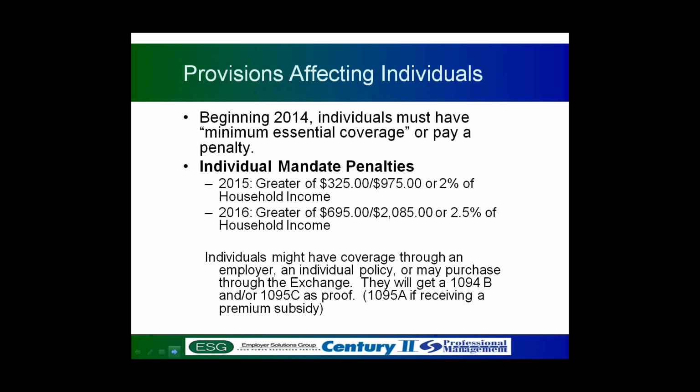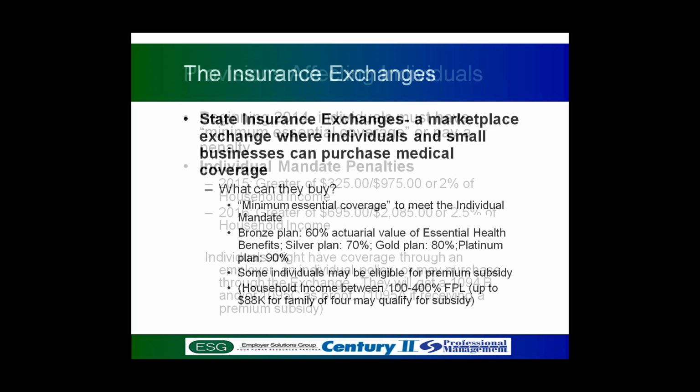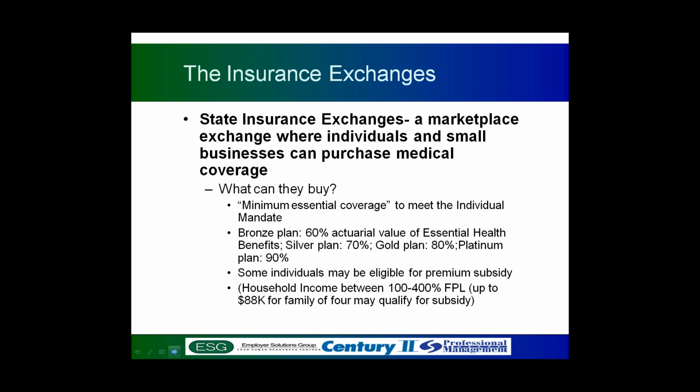Now, individuals might have coverage through an employer, or they may purchase an individual policy through one of the exchanges. Now, employees or individuals will receive a 1094B from the insurance carrier, or they may receive a 1095C from the employer as proof of coverage. And if an individual has gone to the exchange or marketplace and has received a subsidy, they're going to receive a 1095A.